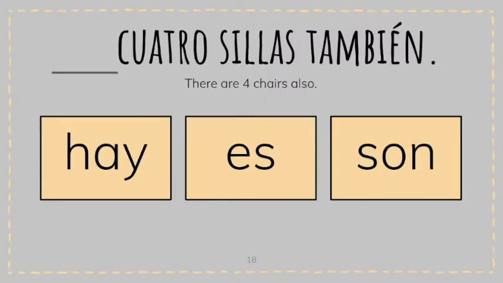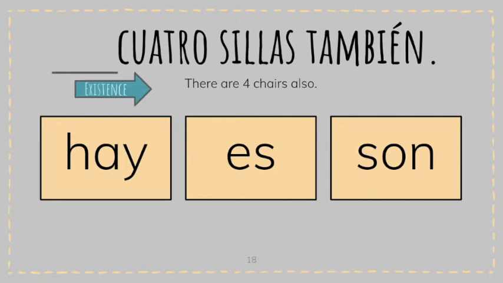All right. Blank cuatro sillas también. So we're trying to form a sentence that says there are 4 chairs also in the dining room. There are also 4 chairs in the dining room. Okay? So, is this sentence talking about the existence of an object, or is this sentence describing the chairs? We're talking about the existence.